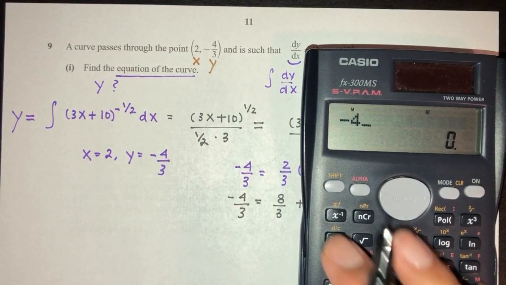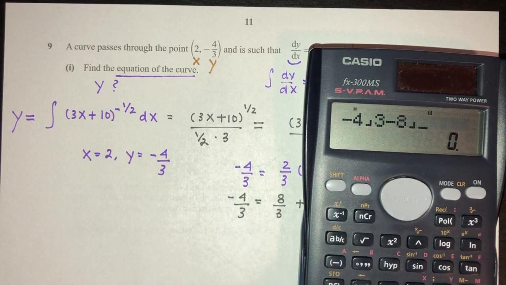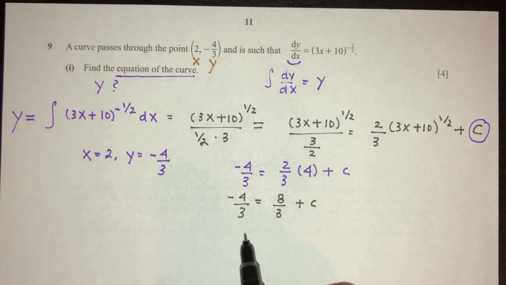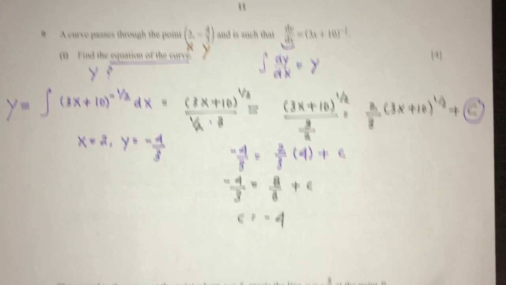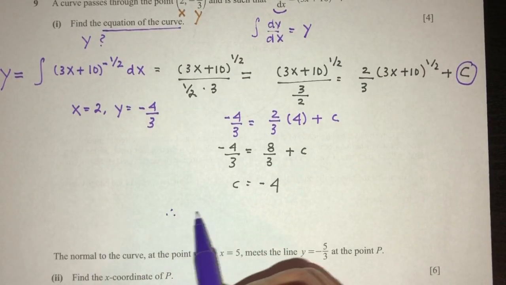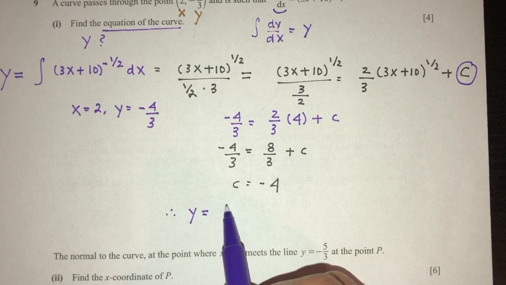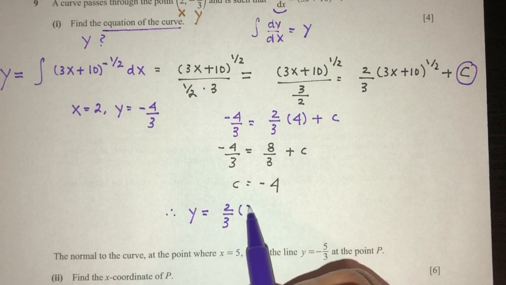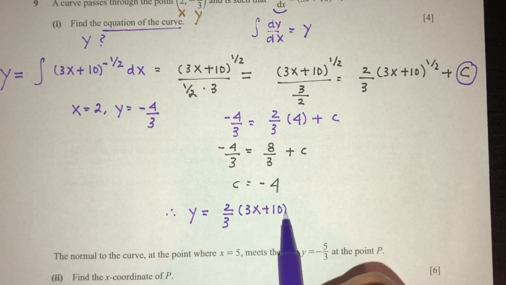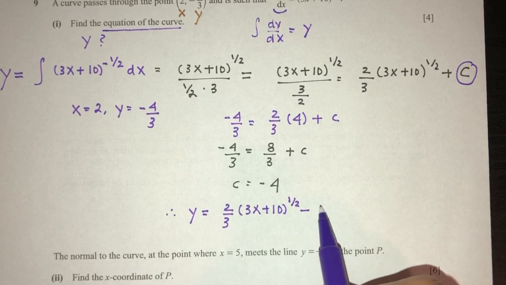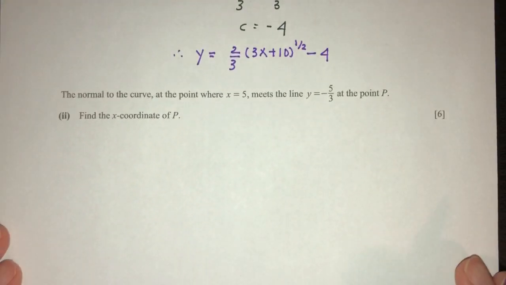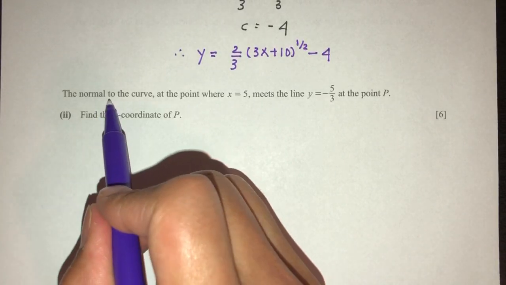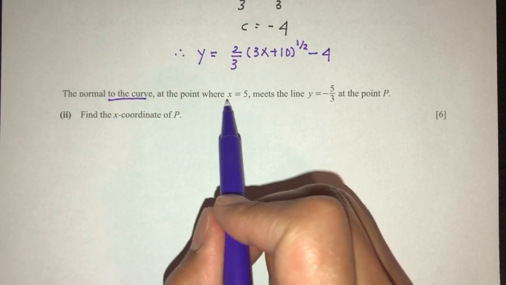Now minus 4 over 3 minus 8 over 3, that should be minus 4. So c is equal to minus 4. So finally, the value of y, which is your equation of the line, is equal to 2 over 3 (3x plus 10) to the power half, minus 4 for the value of c. That is part 1.